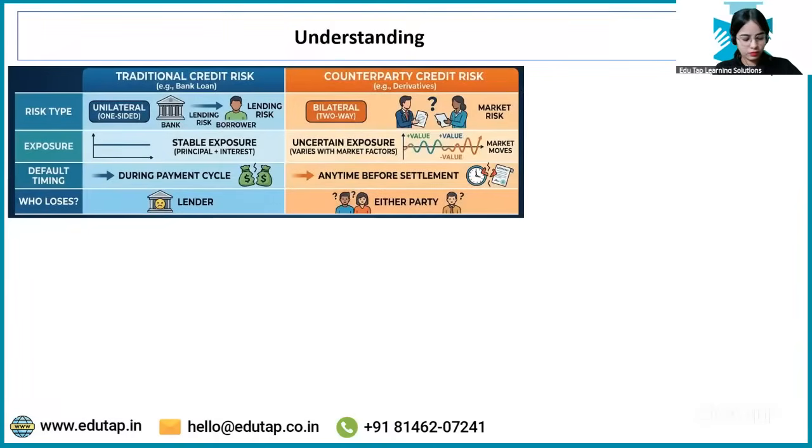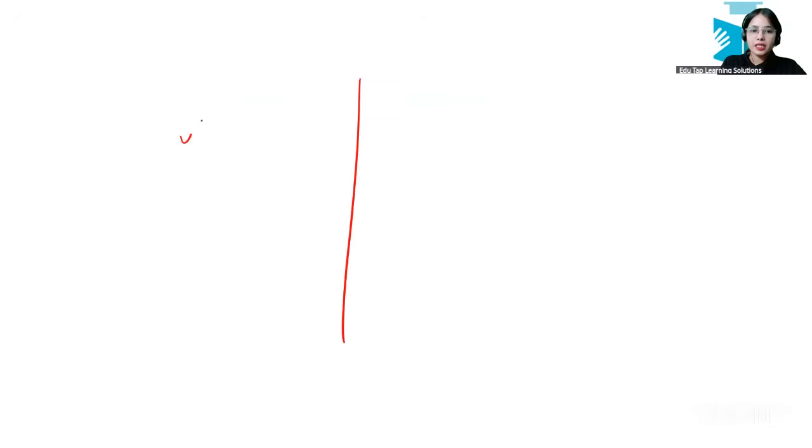Now, the bank is giving the loan. That is the asset for the bank. Does the bank also invest? Yes. How many of you know about the derivatives?